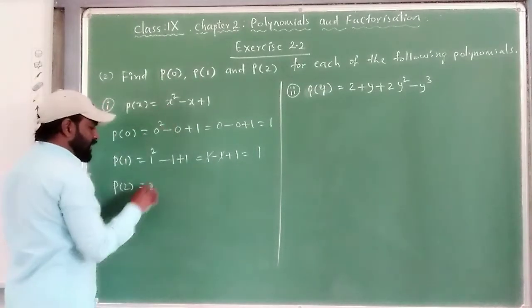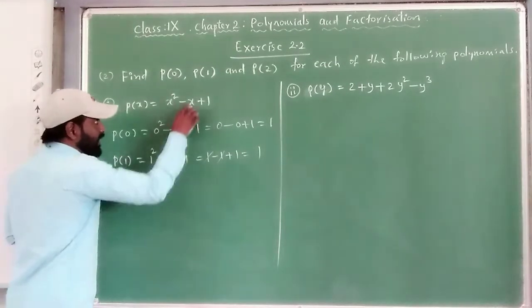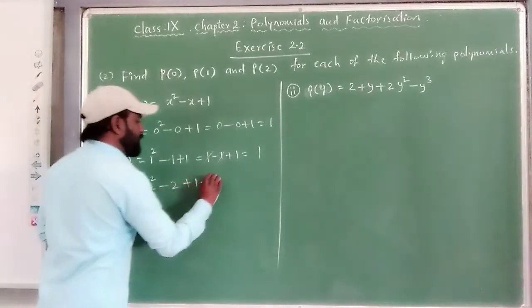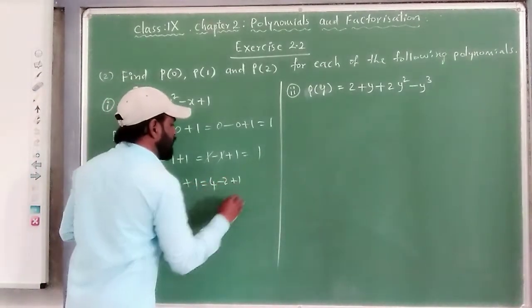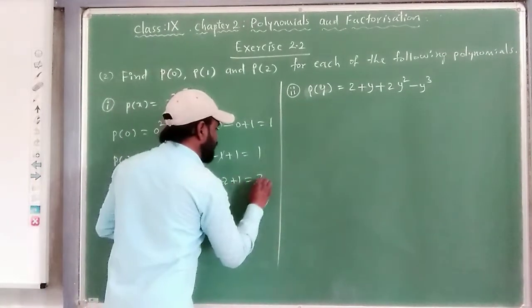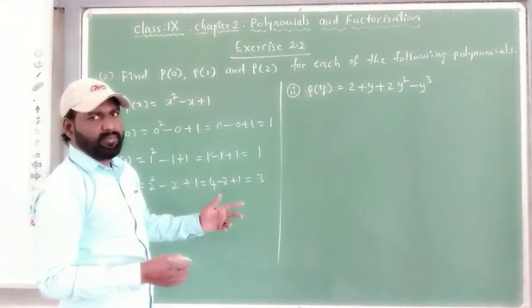X has got square, so this also square, minus x, plus 1. So what did you get? 2 square means 4. 2 square is 4, minus 2 plus 1. So 4 minus 2 is 2, 2 plus 1 is 3. So P of 2 value is 3. Very simple, same as the previous question.